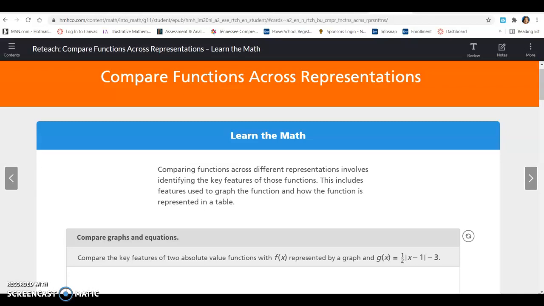All right, today we're going to be looking at lesson 1.5. If you want to pause this and go to your textbook and find the lesson, learn the math in sections 1.5 and then come back to the video.